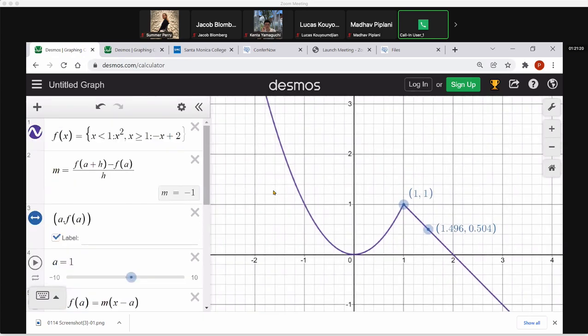In fact, this curve is f of x equals x squared when x is less than 1, and when x is bigger or equal to 1, it's minus x plus 2. This curve right here is actually example 4. Example 4 looks like this. Okay, make sense?